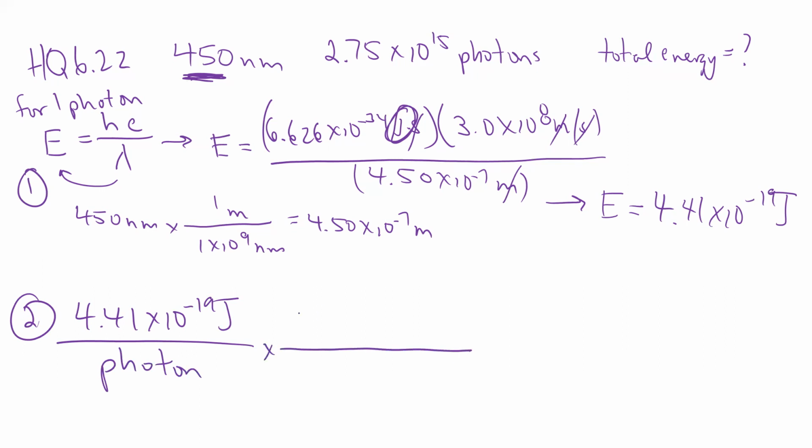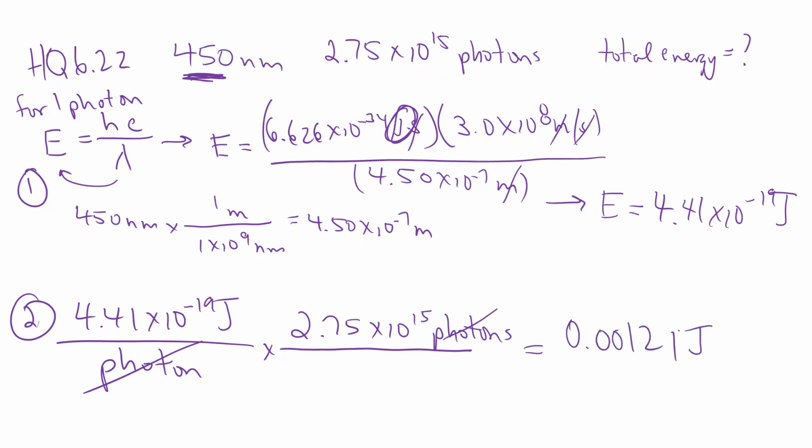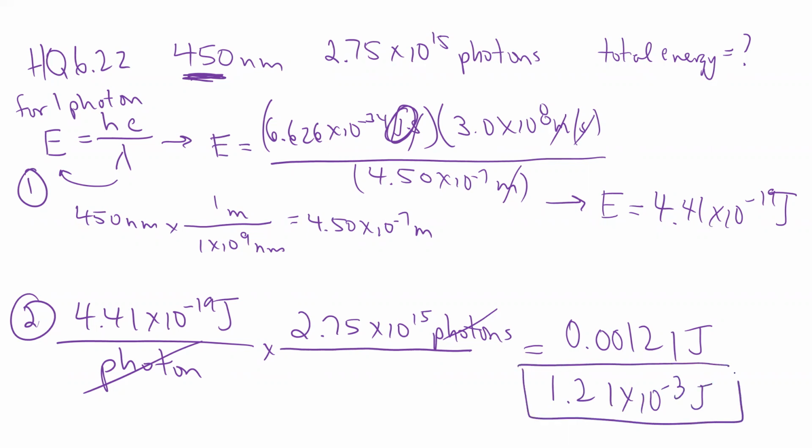We happen to have 2.75 times 10 to the 15 total number of photons, so we have to multiply by my total number of photons. That cancels out, and we're going to get the total energy of that pulse. So times 2.75 times 10 to the 15, and I get a total energy for that pulse of about 0.00121 joules, or 1.21 times 10 to the minus 3 joules of energy.